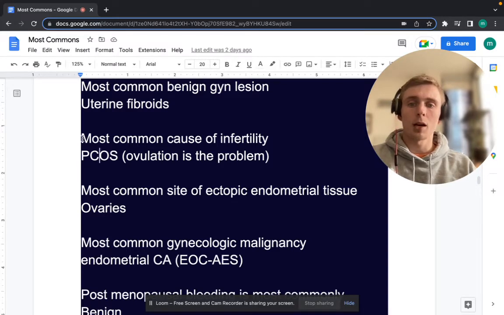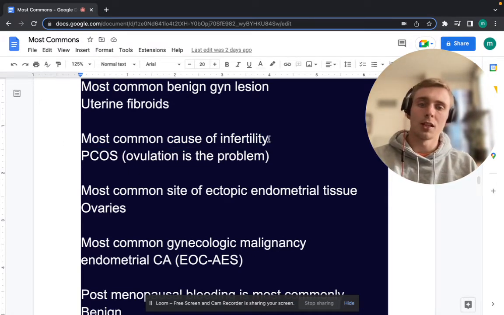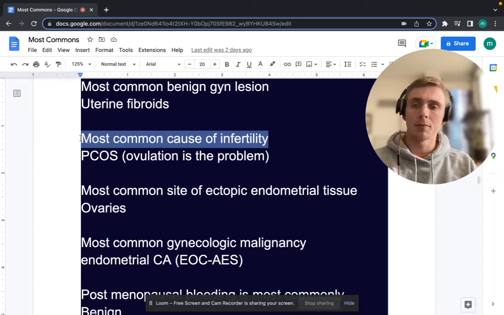And what is the most common cause of infertility in males? That's going to be problems with the semen, and they should get a sperm analysis.